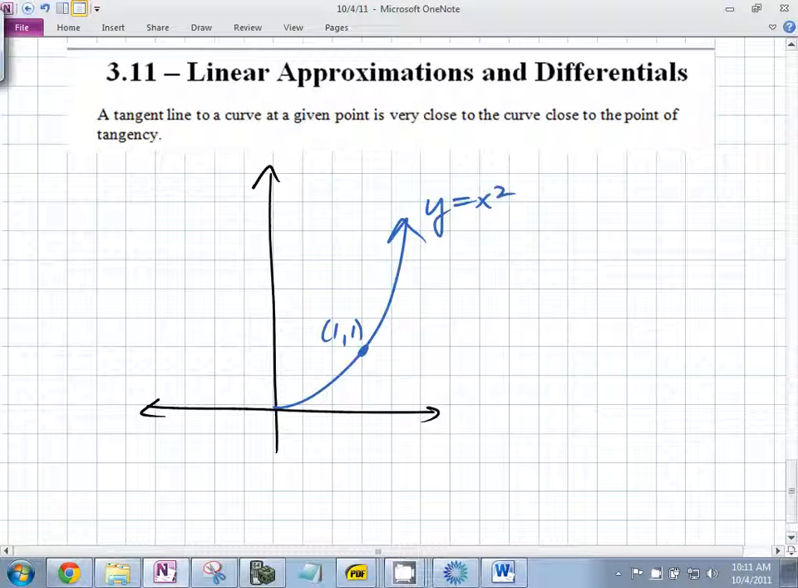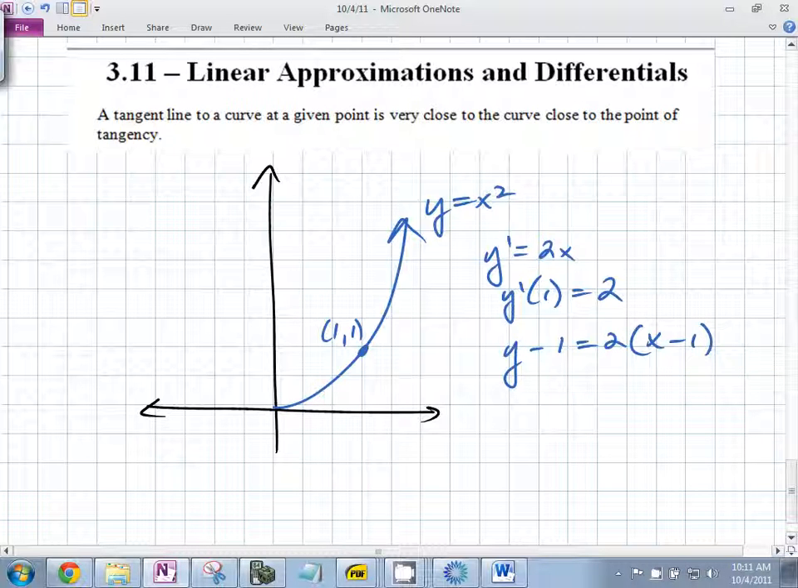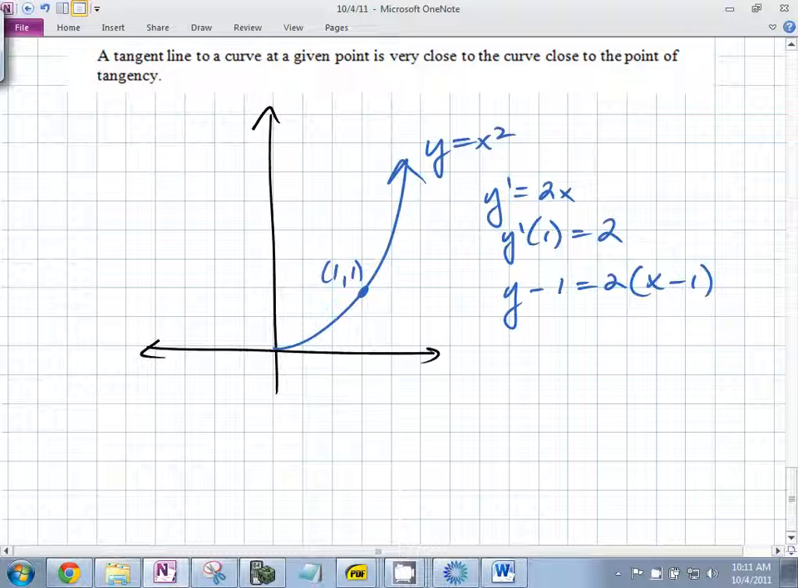Yeah. Sure. We need y prime, which is 2x. Y prime at 1 is 2. So the equation of the tangent line there would be y minus 1 equals 2 times x minus 1. Do you agree with that? Where did we get this 2? This 2 was y prime evaluated at the x value, right? At the x value, let's call that x equals 1. That's y prime of 1.